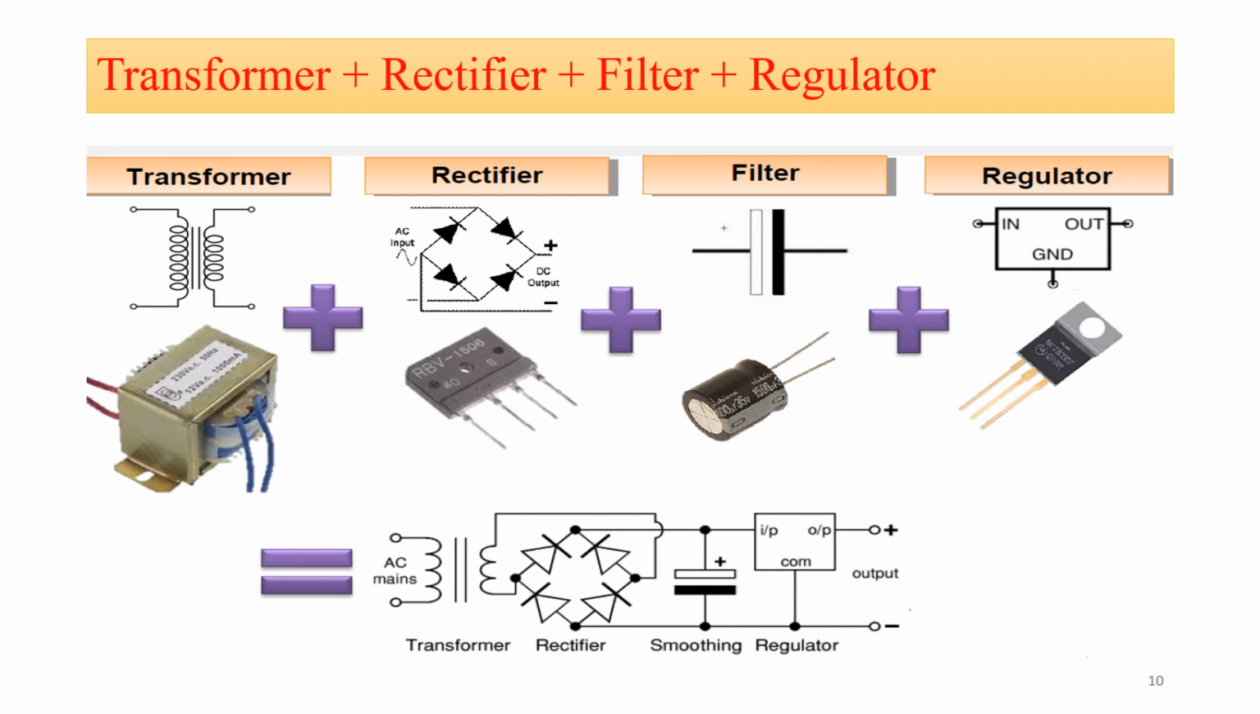The output of your filter is pure DC but it is unregulated. That's why we will require another block, that is the regulator. So this indicates the combination of transformer plus rectifier plus filter plus regulator. Now you will observe the final circuitry, that is by using the regulator. Here a 3-pin regulator IC is used, the 78 series, meaning the output of the 78 series will be positive and the output of the 79 series will be negative. By using this IC, your output will be regulated and pure DC.